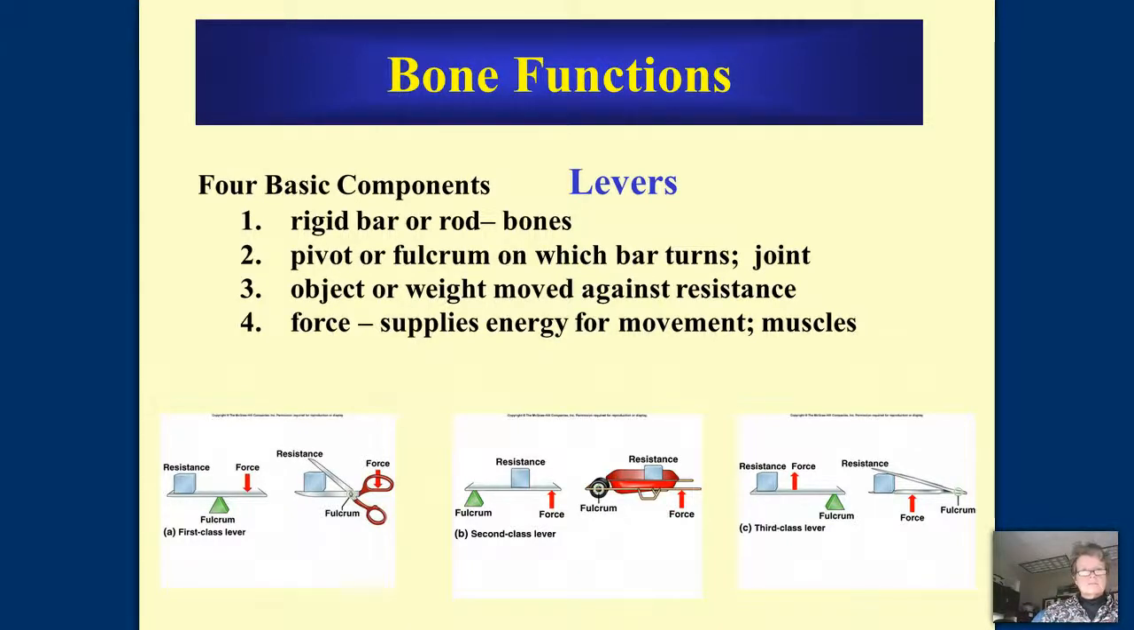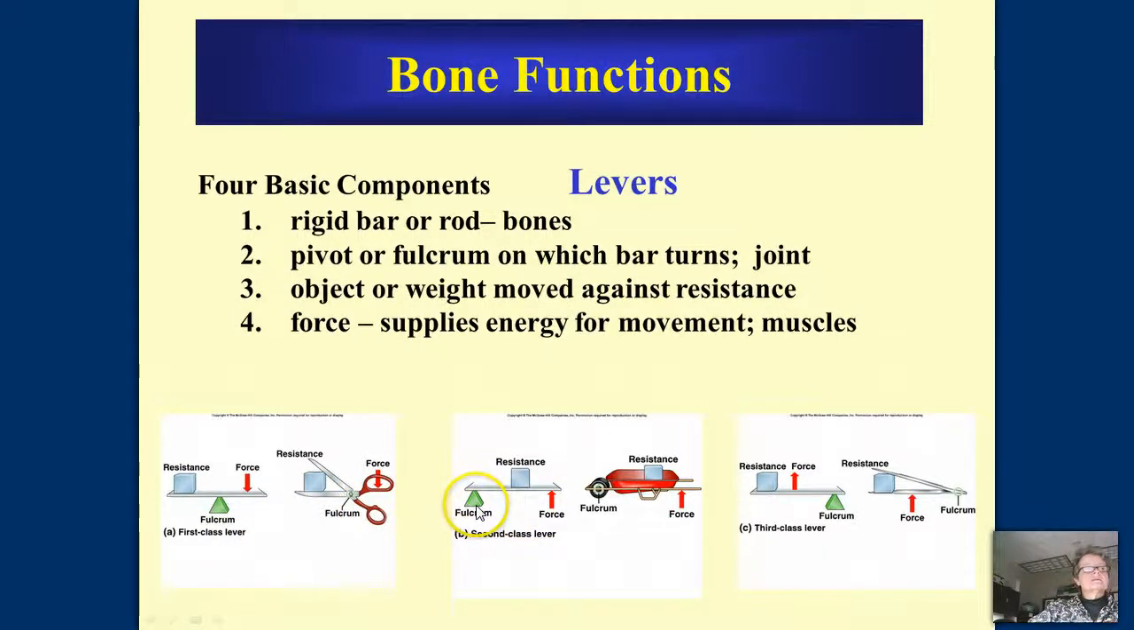The examples at the bottom of the slide here is the first class lever. You have the resistance, the fulcrum, and the force. The resistance would be the object being moved. The fulcrum would be the joint, and the force is applied by the muscle. And here the scissors are an example where you have resistance, the fulcrum, and the force. In this instance, the resistance and the force are going to move in opposite directions with the joint in the middle. That would be a first-class lever.